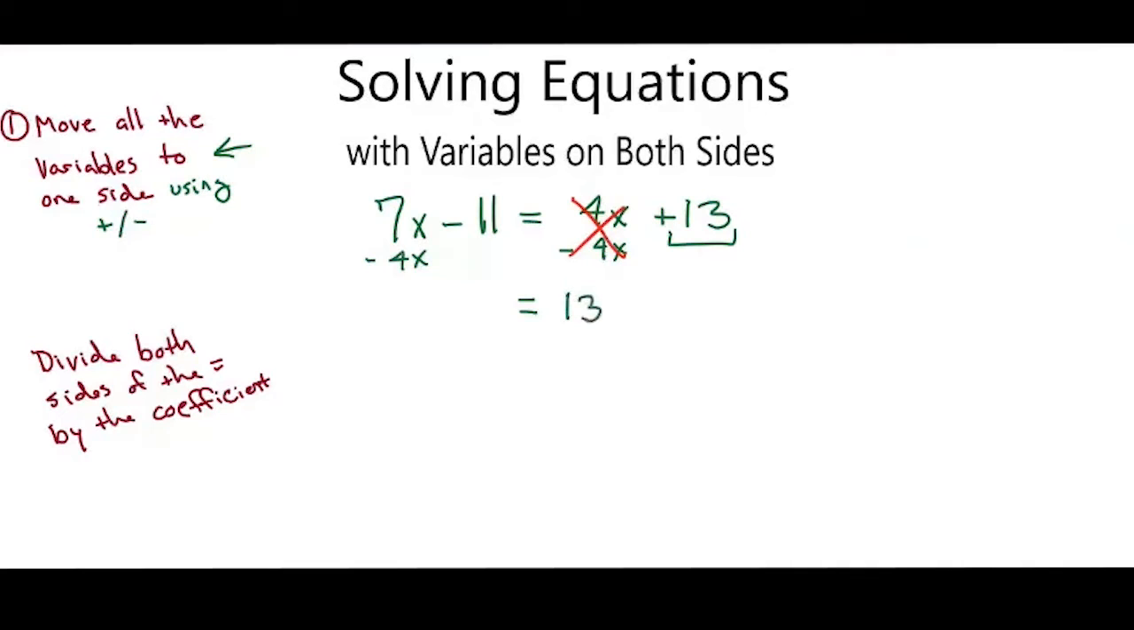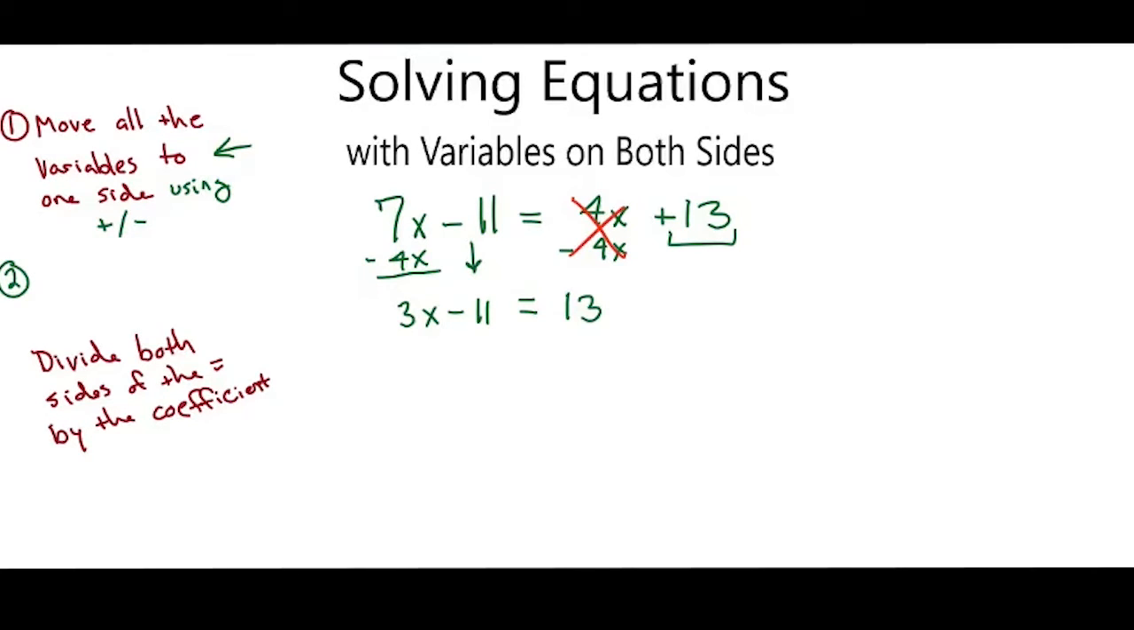And on the left, I have 7x minus 4x. Well, that's 3x, and I will bring down this minus 11. So notice that I still have constants on both sides of my equation. So I'm actually going to add a middle step here.